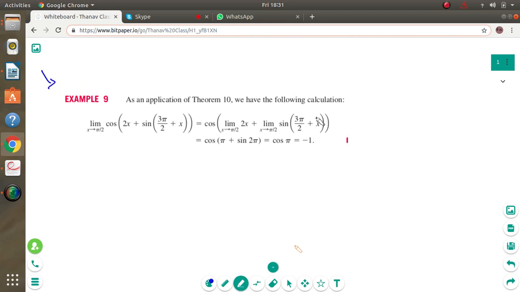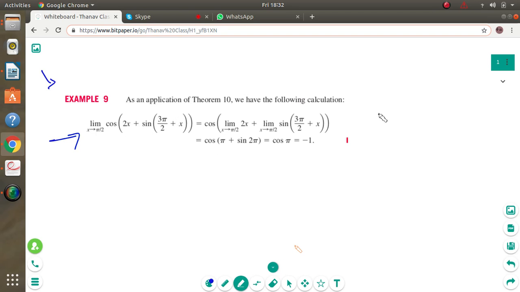Now here we have an example. We have the following calculation: limit x tends to pi by 2 of cos of 2x plus sine of 3 pi by 2 plus x, is equal to cos of this. So can you just solve it out in your notebook? The function goes outside and the limit can be taken inside. Why? Because this is all continuous, so cos of this will also be continuous. So we can take the limit inside the continuous function.